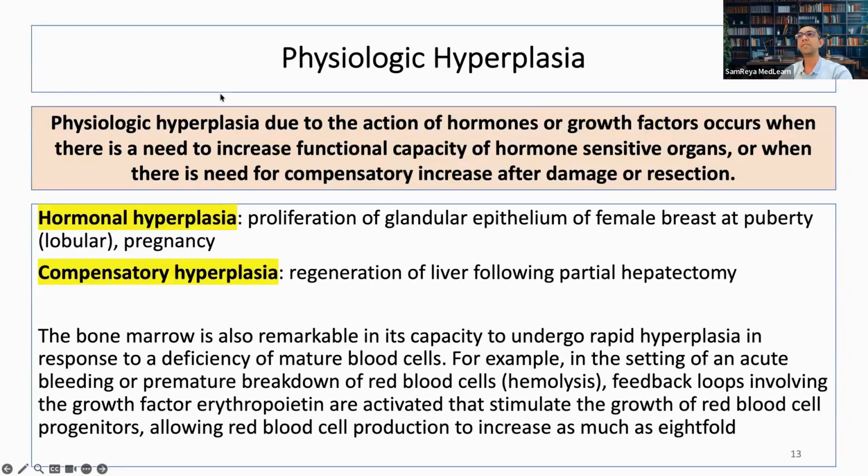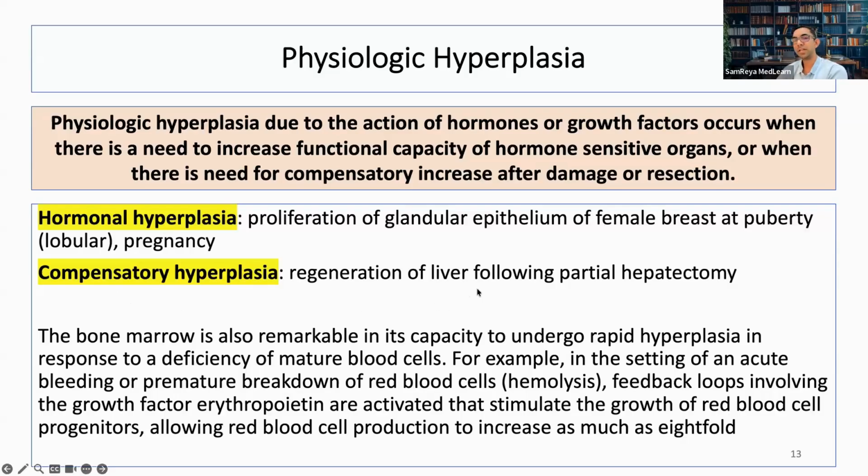So let's look at physiological hyperplasia. Again, this is due to the action of hormones or growth factors whenever there is a need to increase the functional capacity of hormonally sensitive organs. This makes sense, right? Whenever there is a need for a compensatory increase, that might be another situation. So you can learn this topic under two subcategories. One of them is hormonal hyperplasia; the name tells you, because of hormone production. Compensatory is some compensation process.